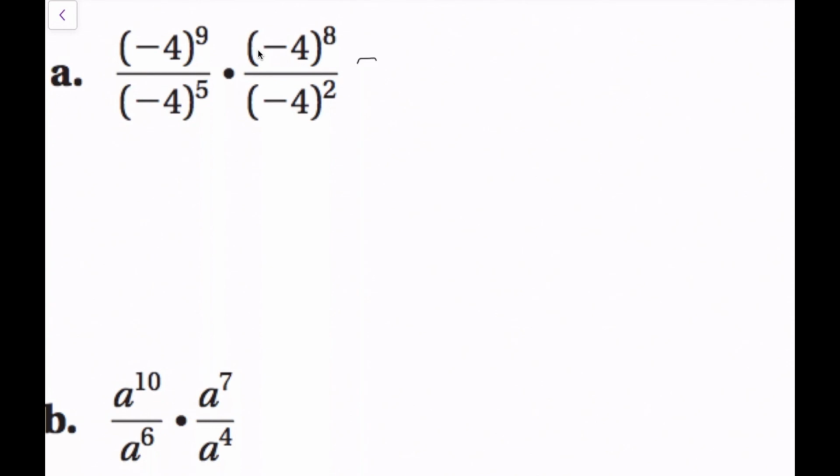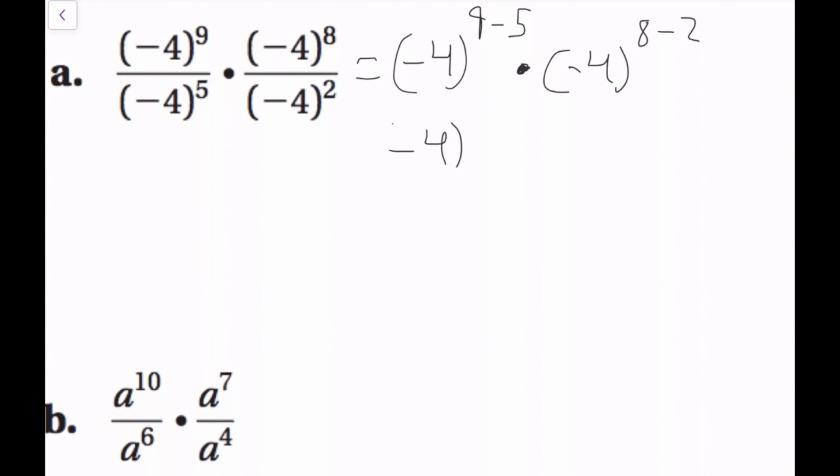Okay. So right here, this fraction will turn into 9 minus 5 as our exponent with -4. So this becomes the quantity -4 to the 9 minus 5. And then that's going to be multiplied by, right here, where I have 8 on the top and 2 on the bottom for my exponent, so it's going to be -4 to the 8 minus 2. Well, 9 minus 5 is 4, so this becomes negative 4 to the 4th. And then 8 minus 2 is 6, so this becomes negative 4 to the 6th power.